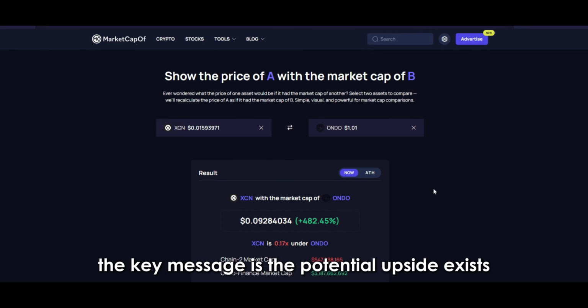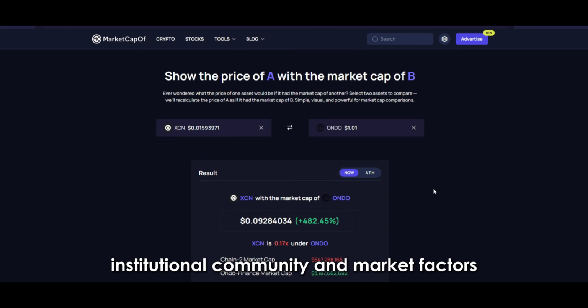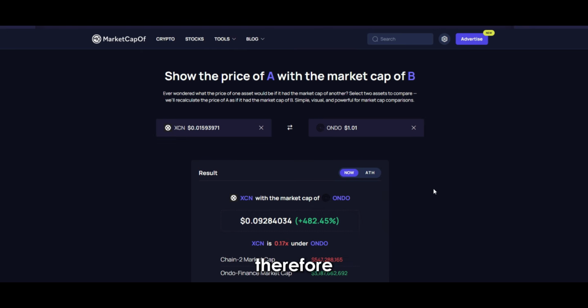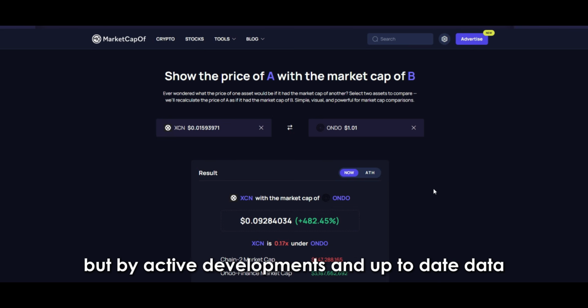The key message is the potential upside exists, but its realization depends tightly on technical, institutional, community, and market factors. Therefore, investment decisions should be driven not by hope, but by active developments and up-to-date data.